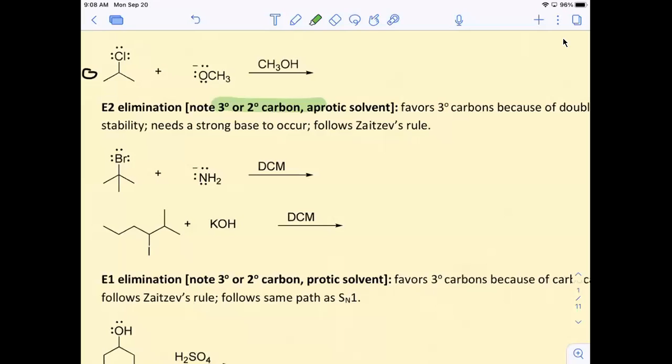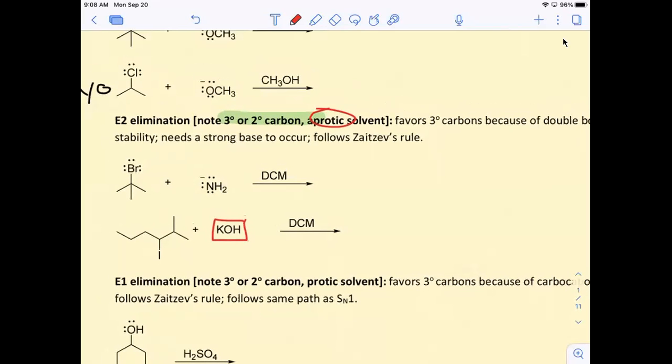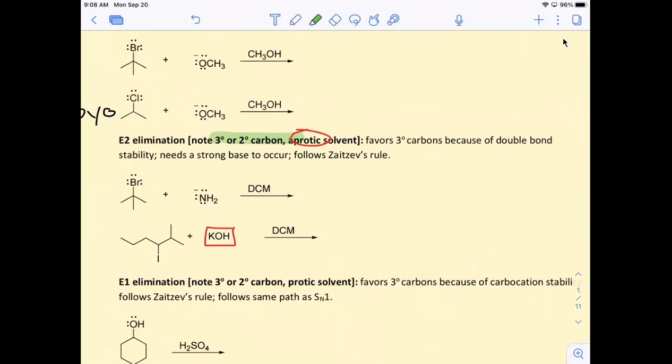I'm actually going to work that second example this time instead of the first one, so I can show you all the features of it with one example. Aprotic solvent still, that goes without saying, especially when you have a strong base present. If you have a strong base present and you put it in a protic solvent, the base is not going to do elimination, it's just going to do proton transfer with the solvent. And it has to have a strong base present, and it follows what we call Zaitsev's rule. So we're going to talk about all that.